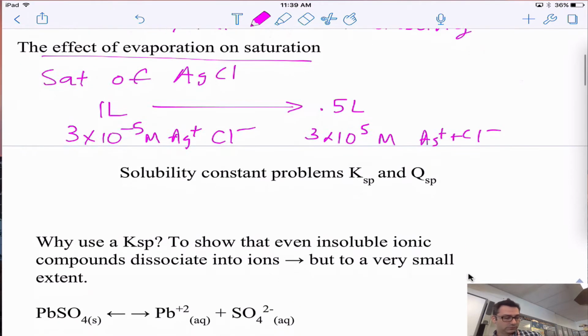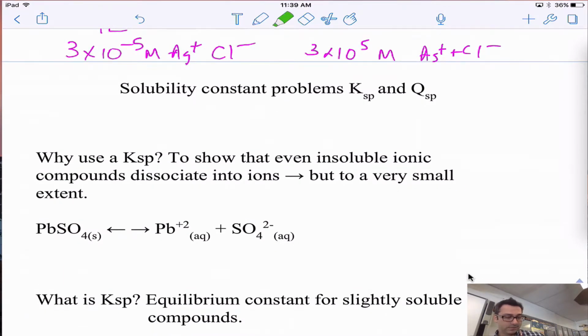Okay, so let's get right to it. Let's talk about the Ksp problems that you're going to see and what Qsp is as well. So here's a typical salt that you might have learned about, lead sulfate, PbSO4, and it's an insoluble salt. It doesn't dissolve very well. We can show an equation for what it would look like if it did dissolve. It would form these two ions, Pb 2 plus and SO4 2 minus. And we could ask, how much of it dissolves? We need to do an experiment to figure that out.